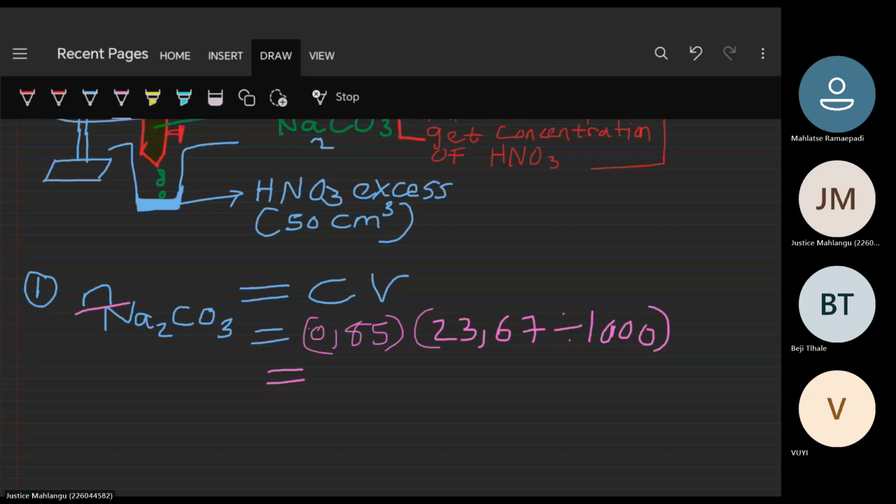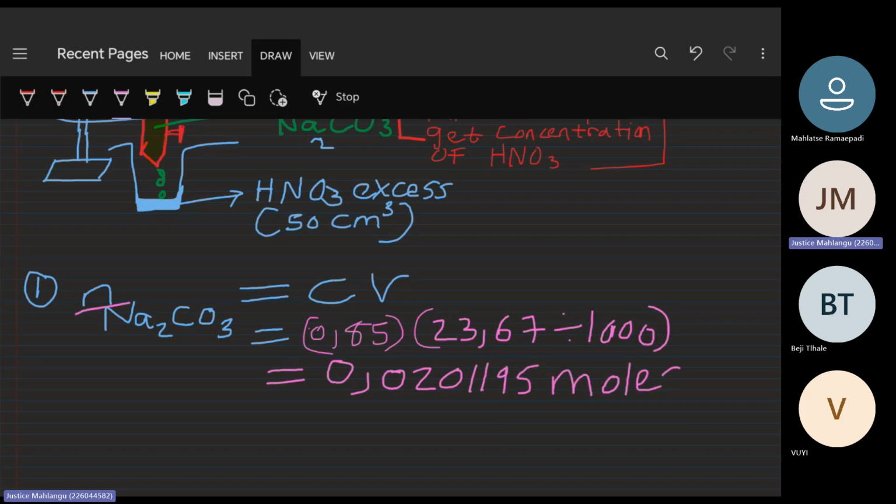So 0.85 times 23.67 divided by 1,000. Please use your calculators. You must make sure that you take out your calculators. I'm going to get 0.0201195. These are in moles, guys. These are moles because we're getting the number of moles.